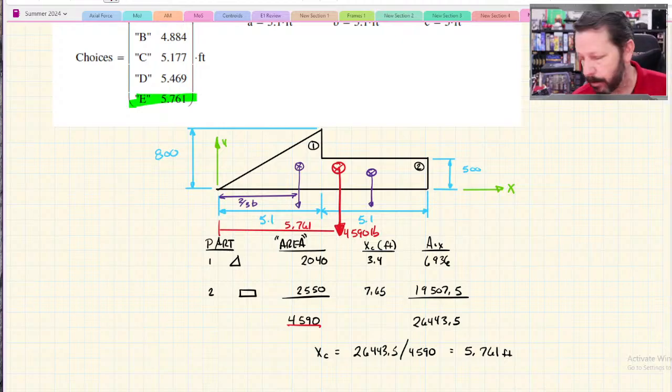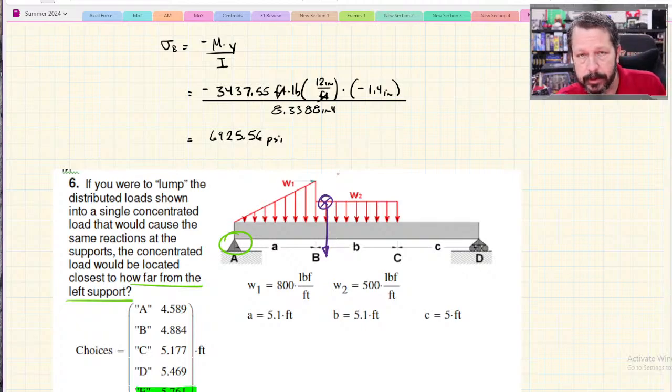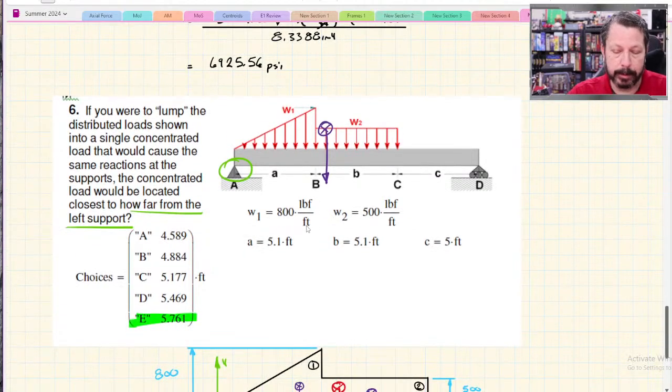calculating moments about A or D. That would give me the same effect if I were trying to find reactions. It's not the same effect as far as stresses go. The distributed loads act differently than point loads as far as stresses go, but when you're just calculating a reaction, then I can lump them all together. And so that's what this problem is asking. If you see a thing on the outline about distributed loads, it could be a problem like this.